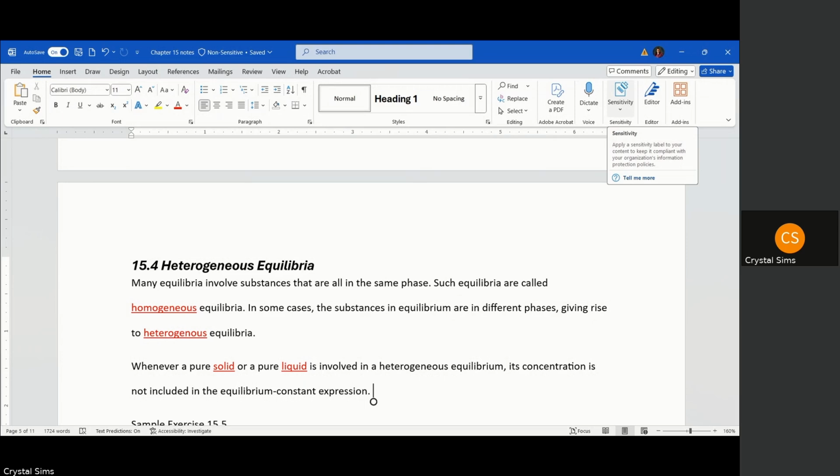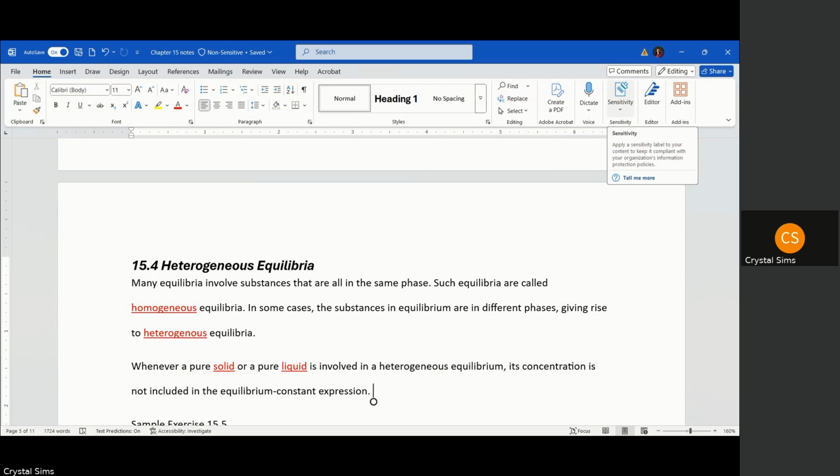And there's a couple of ways to think about this. The concentration of a pure liquid or a pure solid is a constant value. So if the mass of a solid doubles, its volume also doubles, right? Because solids have a fixed shape, a fixed volume. When we look at concentration, which is the ratio of mass to volume, then the concentration of the solid would stay the same.